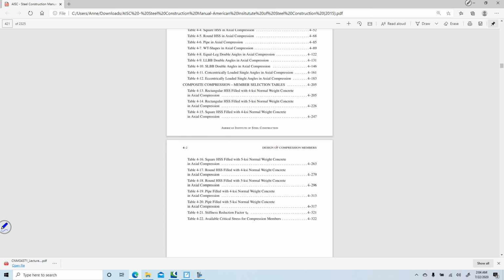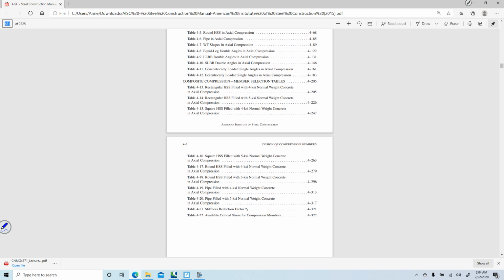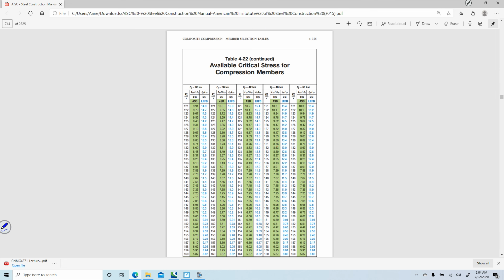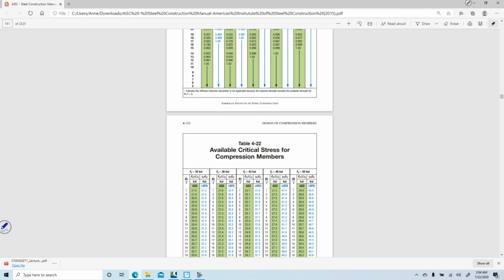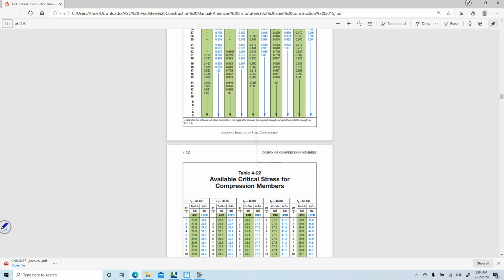There it is. Available critical stress. So like 7, 4, something like that. Okay. So again, it's table 4-14 in the 15th edition. I'm looking. Yeah, so that's 4-13. Okay.